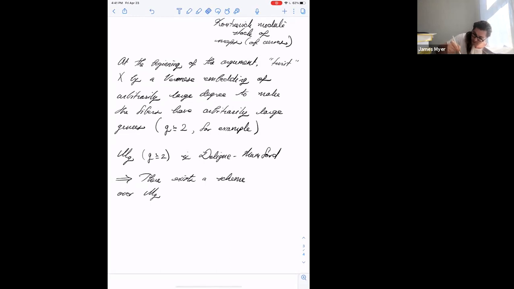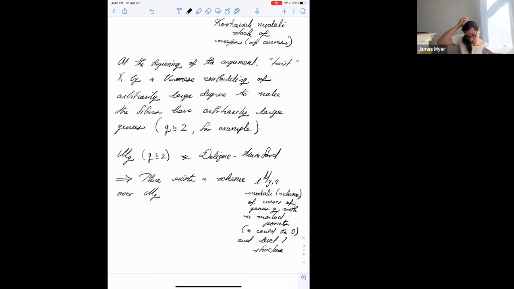Well, let me just say what it is. It's this thing called the moduli scheme of curves of genus g with n marked points. I could take n to be 0, so that's totally fair. And level L structure.